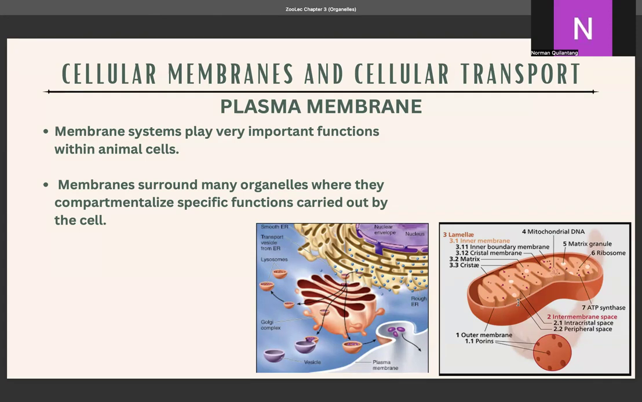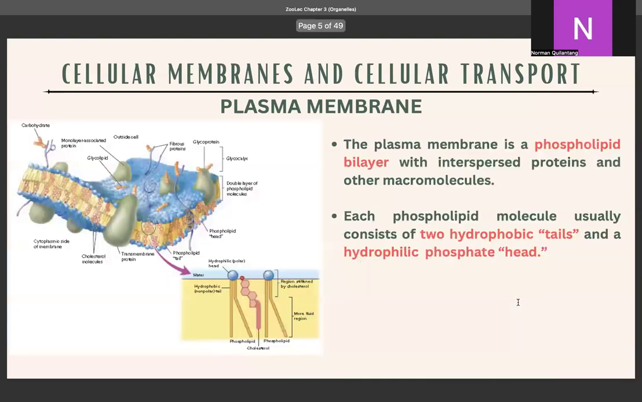For example, cell membranes or plasma membranes are the ones that filter the entry and exit of particles and materials in and out of the cell. There are a lot of things involved in this particular process, so we will go over them in this presentation.